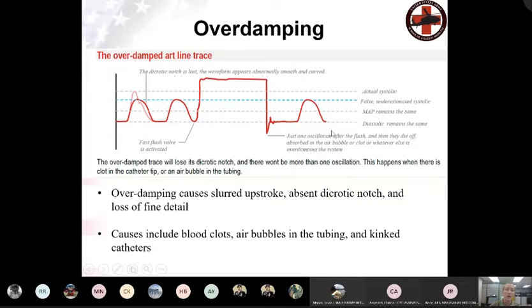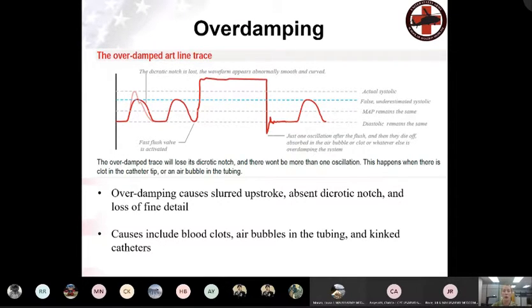Now with this, we need to start troubleshooting because it's going to impact our readings that we have, particularly when we start talking about the differences in systolic. And you can see in the picture here that our systolic would normally be higher than represented, but because of that dampened or that overdamped tracing, it's going to be lower. Now, troubleshooting for this is going to include things like blood clots, air bubbles in the tubing, as well as kinked catheters.